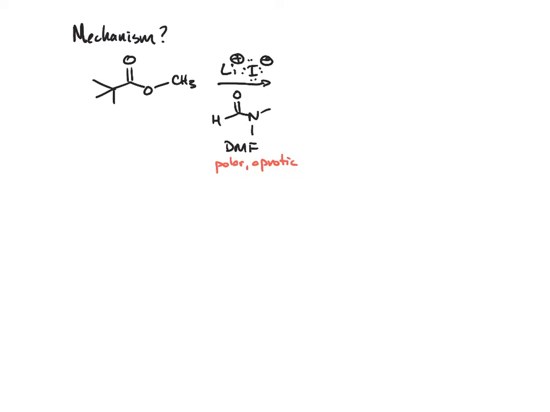So let me put it this way. The leading question was DMF's polar aprotic, so that should get you thinking about SN2. In SN2, the electrophilic carbon has to be what hybridization? SP3. So you have a couple different SP3 hybridized carbons in this molecule. Let me label them A, B, and C.